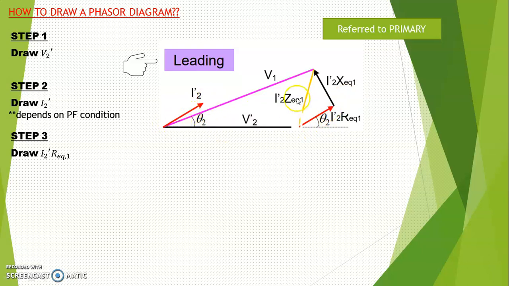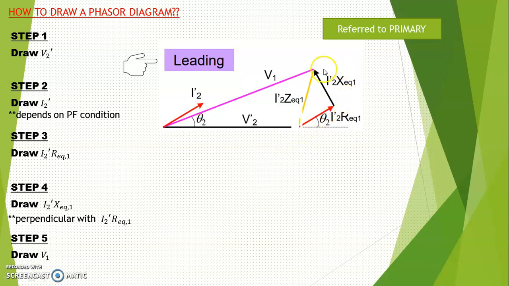Okay, so here and here is parallel. Parallel meaning that it has the same phase, the same angle. And then step number 4, you can draw the I2 prime multiplied with X equivalent, where this is perpendicular with this. So the I2 prime multiplied with X equivalent will be perpendicular to the I2 prime multiplied with R equivalent. So finally you can draw your V1. This is your final V1.